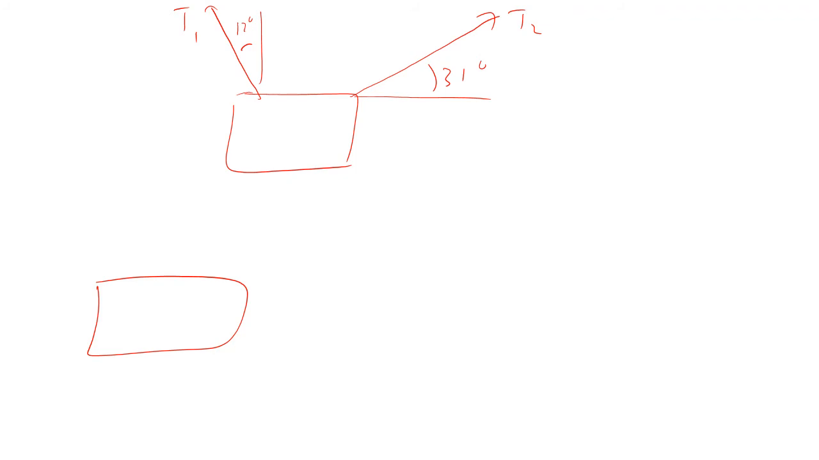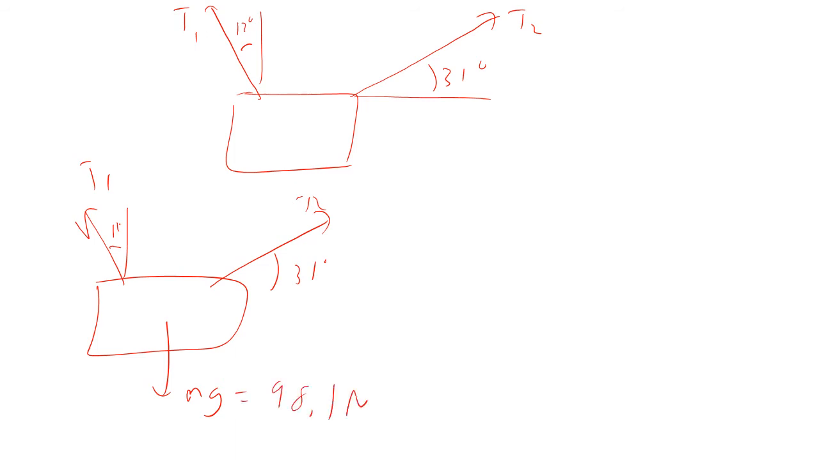Now, suppose we have pulling this way and pulling this way. So this is now going to be tension 1, and now it's not symmetric. So this is going to be an angle 12 degrees, and then this tension 2 is going to be 31 degrees from the horizontal. Okay, so free body diagram. We got T1 at 12 degrees, and this is going to be 31 degrees T2. We have mg, and mg we know is 98.1 newtons.